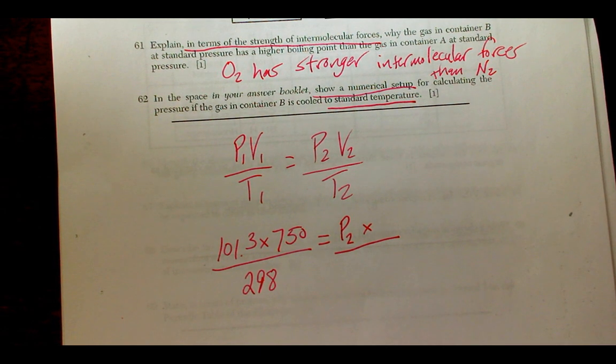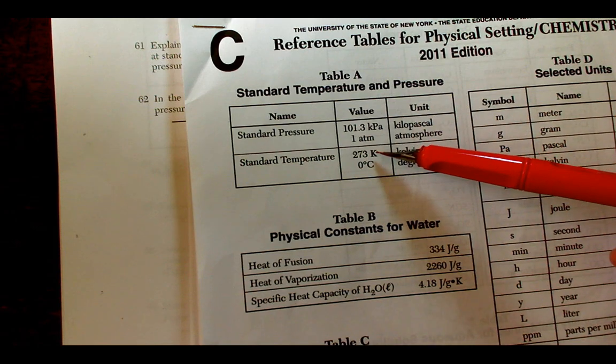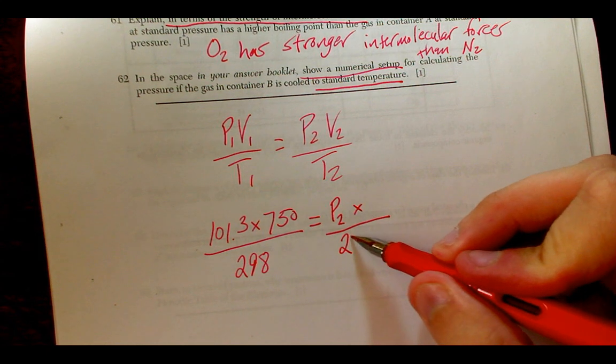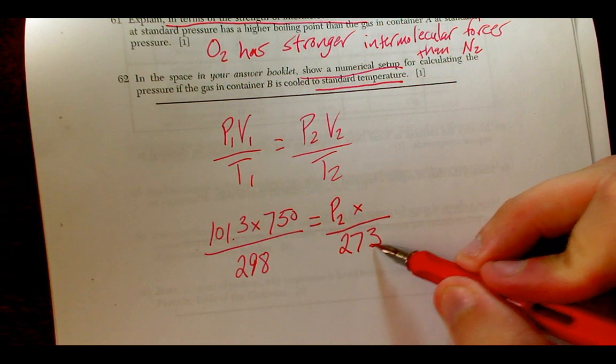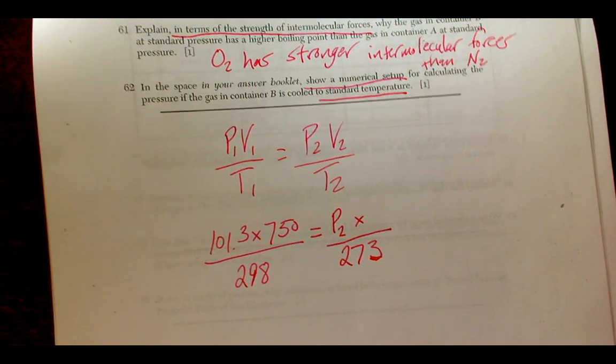So let's see what standard temperature actually is. We got to go to our reference table. Standard conditions are on the very first page. And standard temperature tells us in Kelvin is going to be 273. So that's going to be our standard temperature. That's going to go on the bottom. It goes from 298 down to 273. It says it was cooled, so that makes sense. It dropped from 298 to 273.